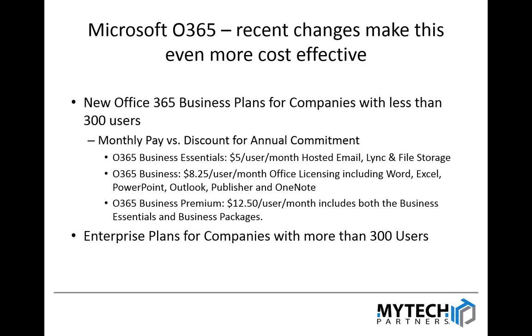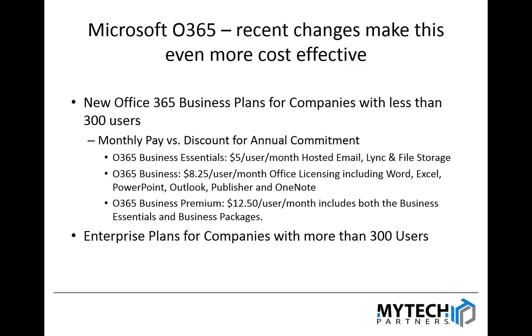Yeah, thank you, Philip. And then the next package is the business premium package, which does then include both. Basically, it's a combination of the business and the essentials package. So it includes all the hosting options as well as your Office licensing. So if you're just looking for hosting of email, Link, and some file storage or SharePoint, then the $5 per user. If you just want to license your Office licensing through O365, you can do the business package. If you want to do both, you can do the business premium.